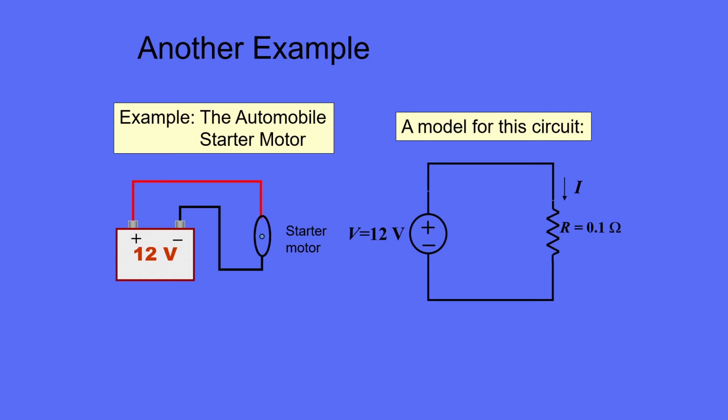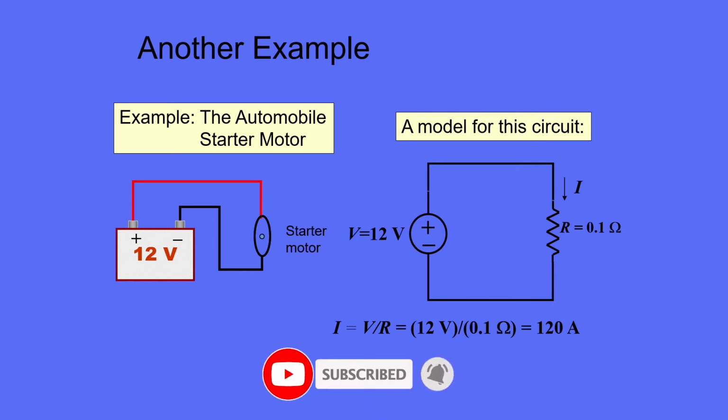Let's suppose we know that the starter motor appears like a resistance of 0.1 ohms to the voltage source. That's a reasonable number for the average car. We can use this simple model to determine the current flowing into the starter motor. I is equal to V over R, or 12 volts over 0.1 ohms yields 120 amperes. That's a lot of current.